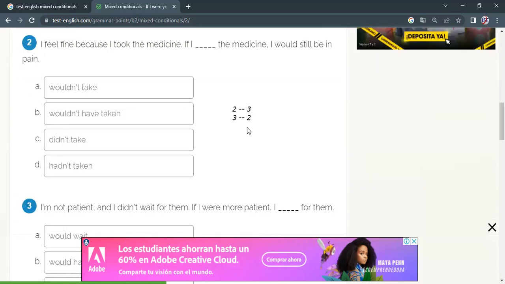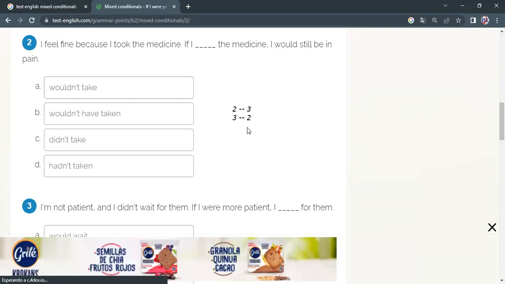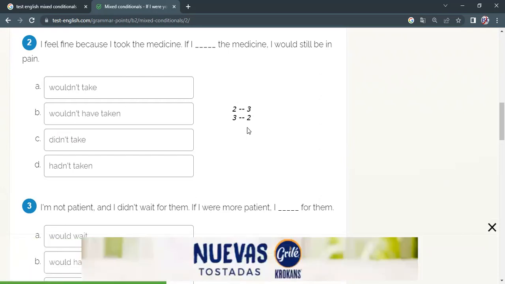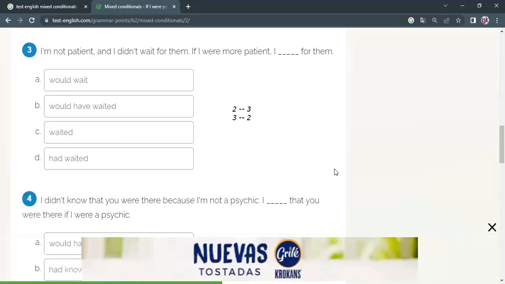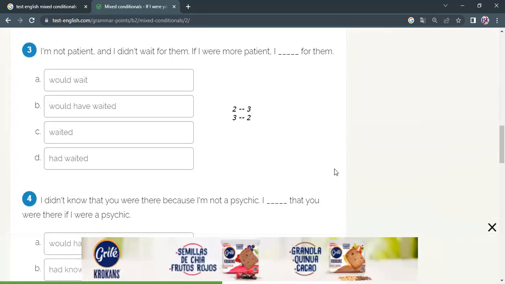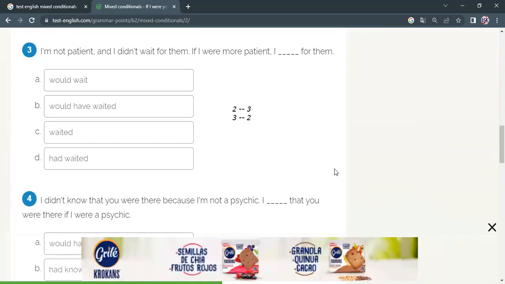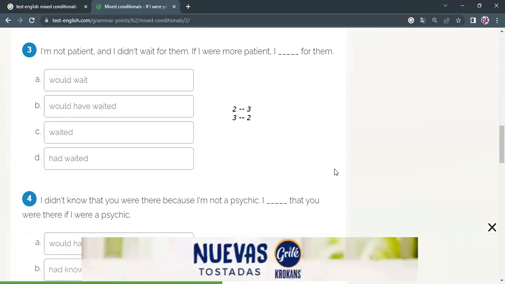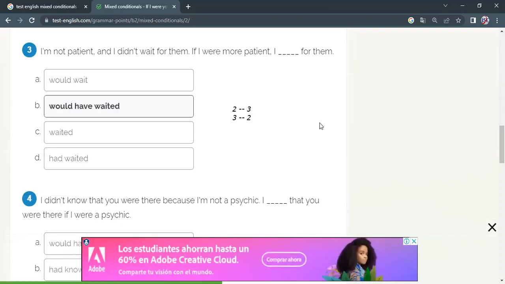If I the medicine, I would still be in pain. We have... I haven't taken. I'm not patient and I didn't wait for them. If I were more patient, it means I wasn't patient before. I am not patient now. If I were more patient, would have waited.